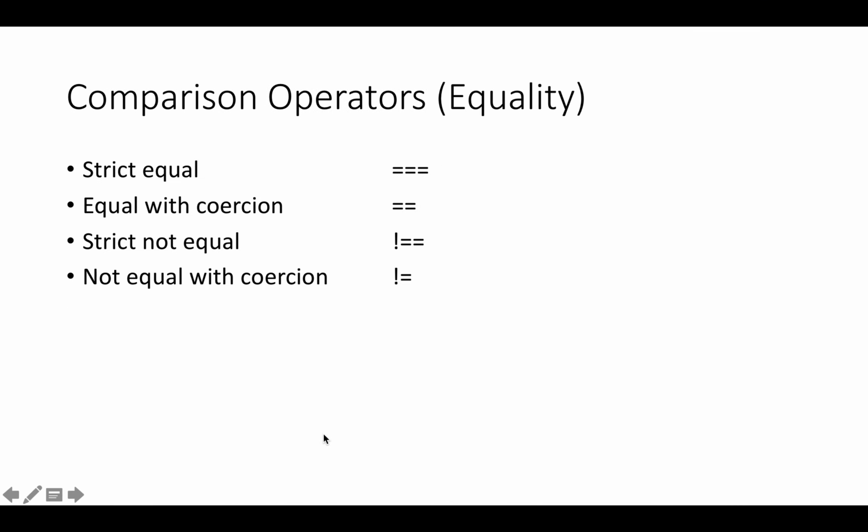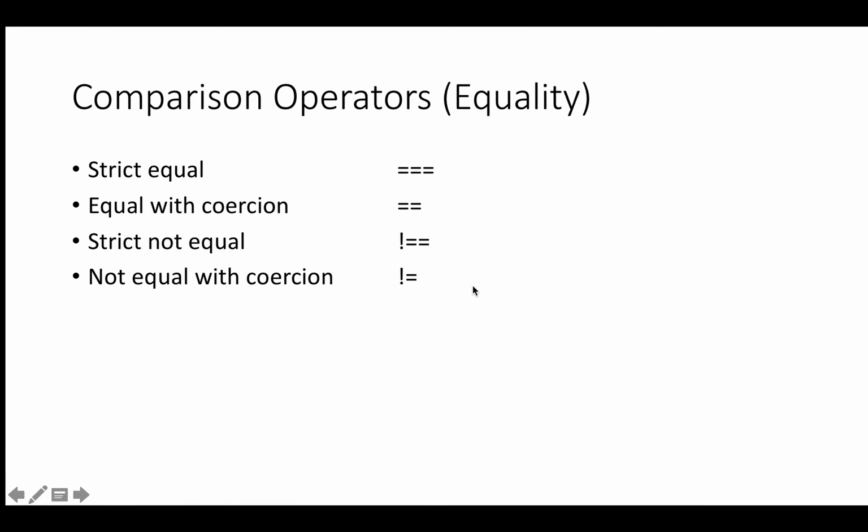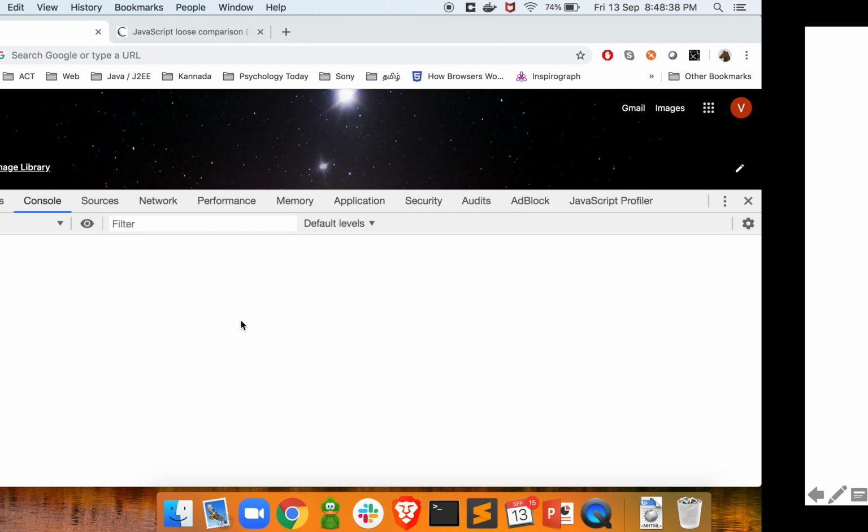Next one is comparison operators. The first category of comparison operators is equality, to check whether two operands are equal or not. In equality, there are two kinds of equals, strict equal and equal with coercion. Basically all the comparison operators return either true or false. We are comparing two values. If they are equal, then it will return true, otherwise it will return false.